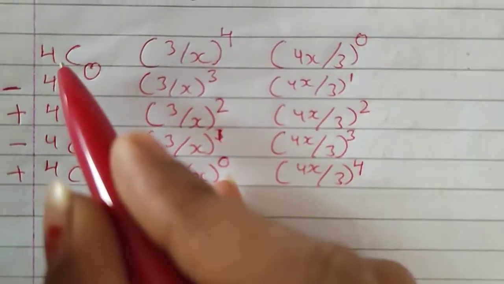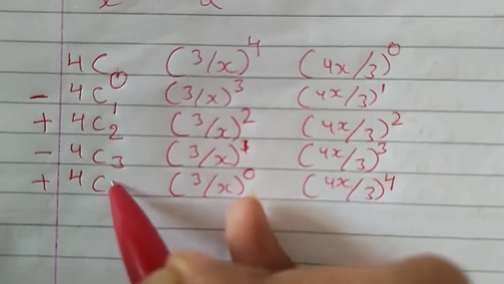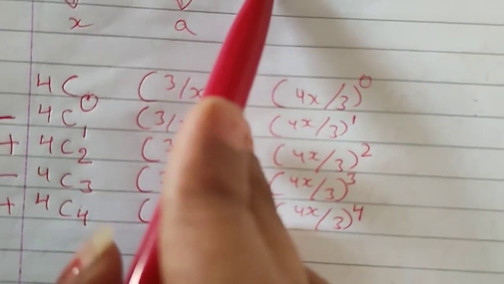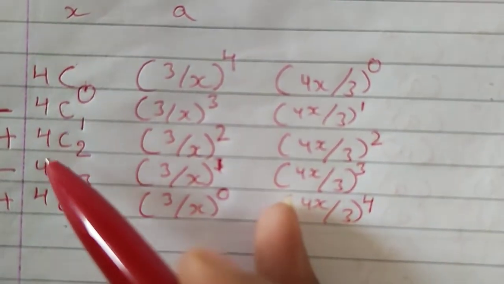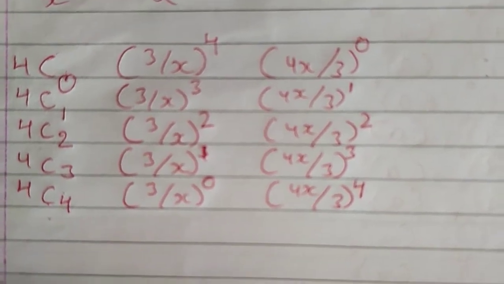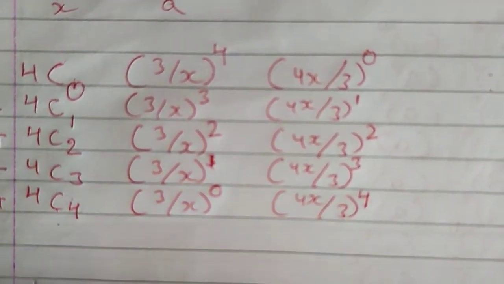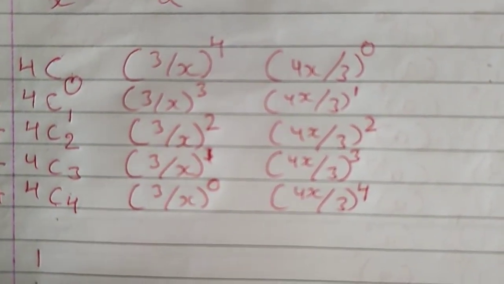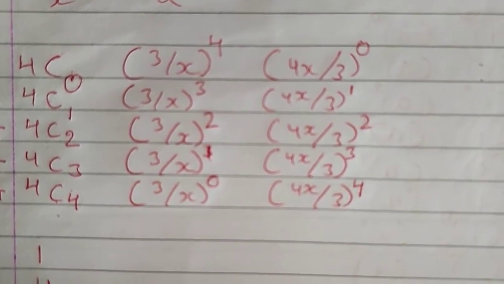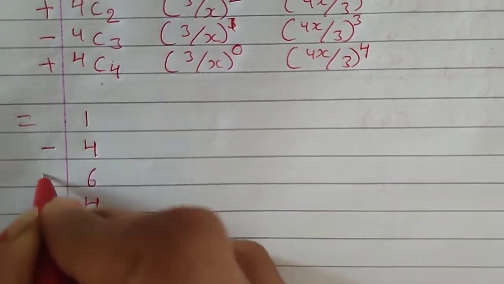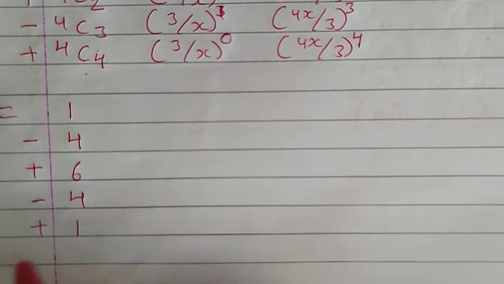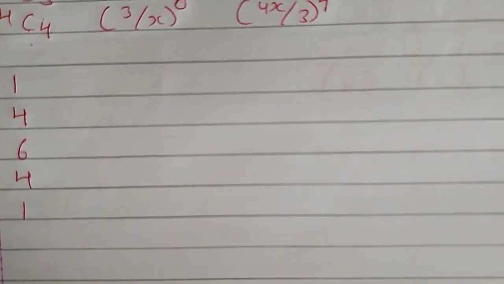Now from Pascal's triangle we can get the value of this when n is 4. So the respective values here will be 1, 4, 6, 4, 1. So the same we will write down here, 1, 4, 6, 4 and 1, with signs minus, plus, minus and plus.